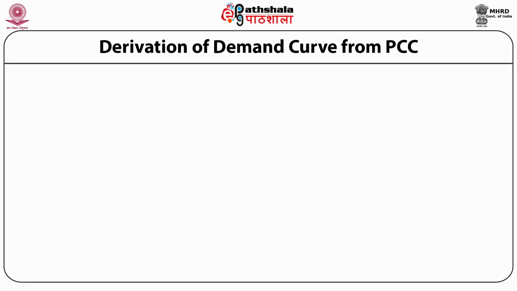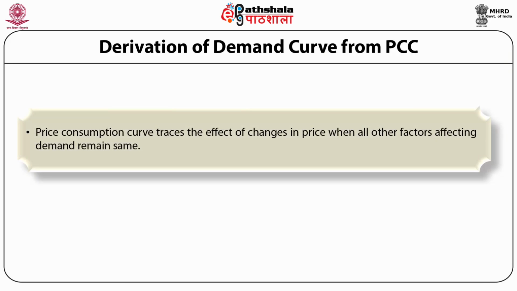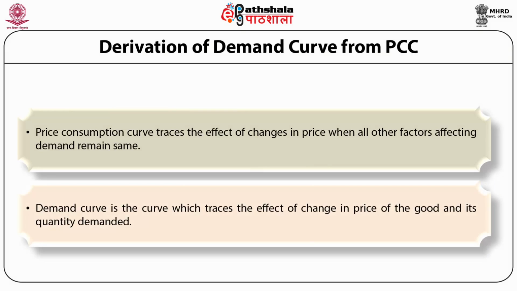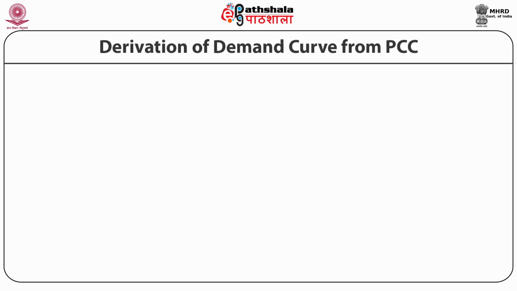Derivation of demand curve from price consumption curve. As discussed before, the price consumption curve traces the effect of changes in price when all other factors which are affecting the demand remain the same. Demand curve, on the other hand, is the curve which traces the effect of change in the price of a good on its quantity demanded. Now let us see how the demand curve is derived from the price consumption curve.